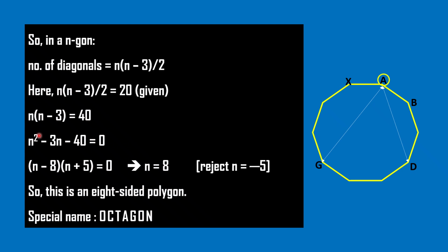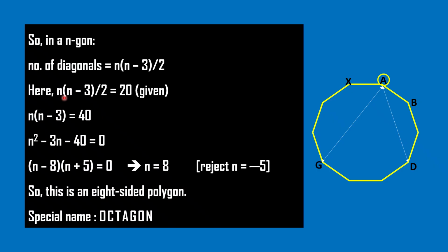Factorize using breaking the middle term. You get n equal to 8. We reject the negative value n equal to minus 5. So the number of sides is 8. That means the special name should be octagon. The special name should be octagon because the number of sides is 8.